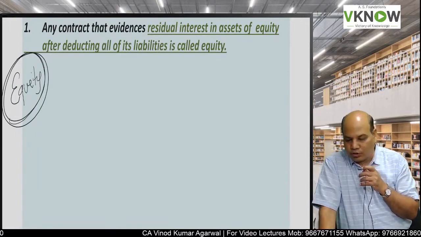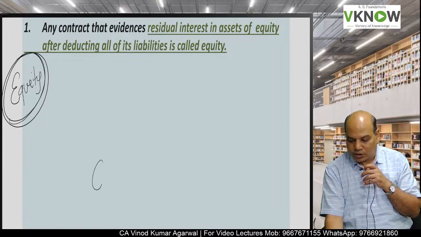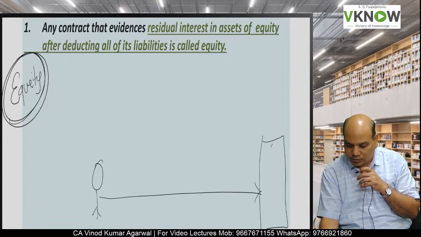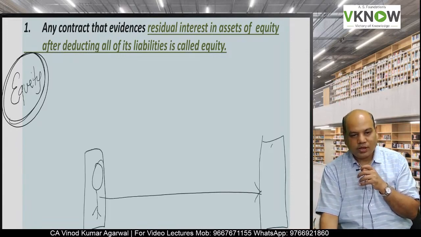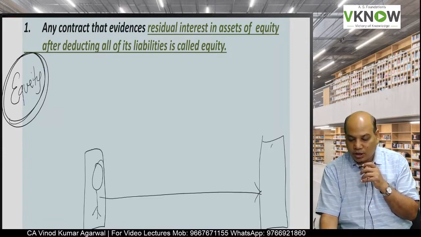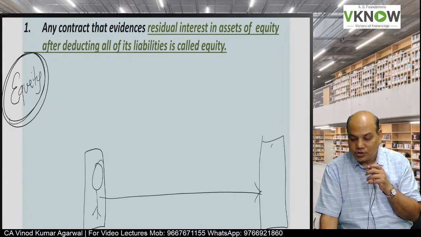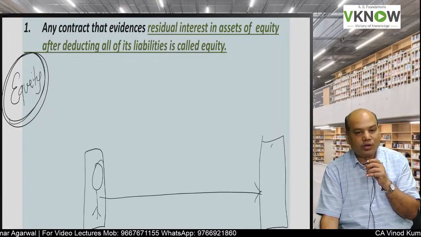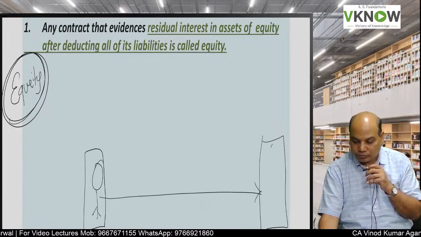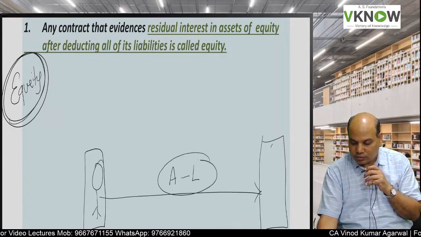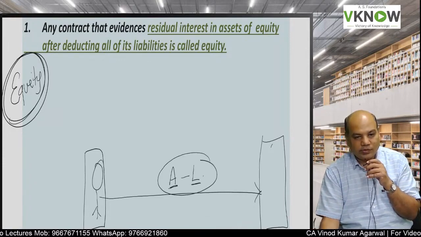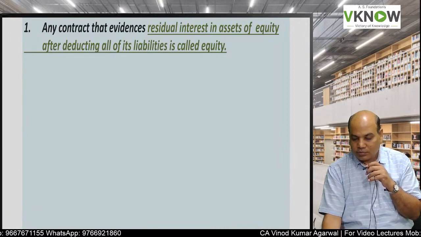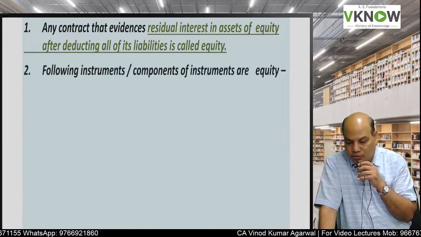Right, we'll come to the definition of equity. The equity shareholder is the last person in the queue. Suppose this is the queue which starts from here. This is the last person in that queue, that is the equity holder. A contract that evidences residual interest in the assets of the entity after deducting all the liabilities is called equity. That means assets minus liabilities. First, the assets will be used to pay all other liabilities, and whatever is remaining is called equity. They have a residual interest. They are the last person to receive their amount.